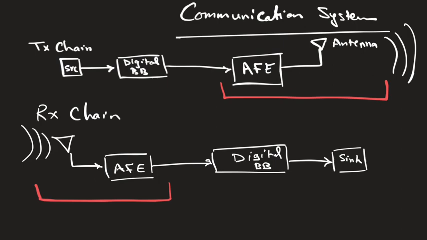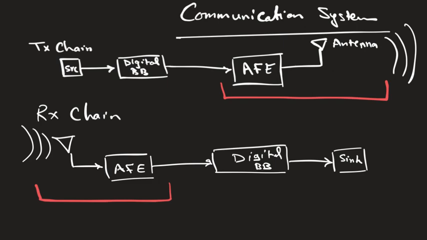Okay? Whether your communication system is a pure analog system, so it will only contain this part, directly connected to the source and the sink, or it's a digital communication system, which is more than 95% of nowadays communication, where it will contain the digital baseband part in addition to the analog front end as well. Okay?